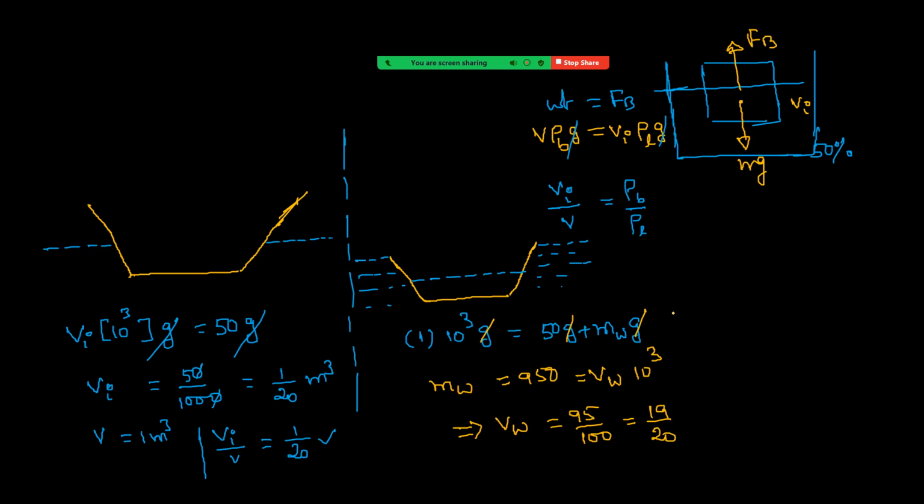Now we have to find what fraction of the boat's volume is filled. Since the boat volume is 1 meter cube, the volume of water upon total volume is 19/20. This is a fraction, okay? This is our final answer. So whenever a body is floating, we have to write that weight is balanced by the buoyancy force, and the fraction of volume inside the liquid is equal to the density of the body by the density of the liquid. So these points you have to keep in mind. Let us see the next one.